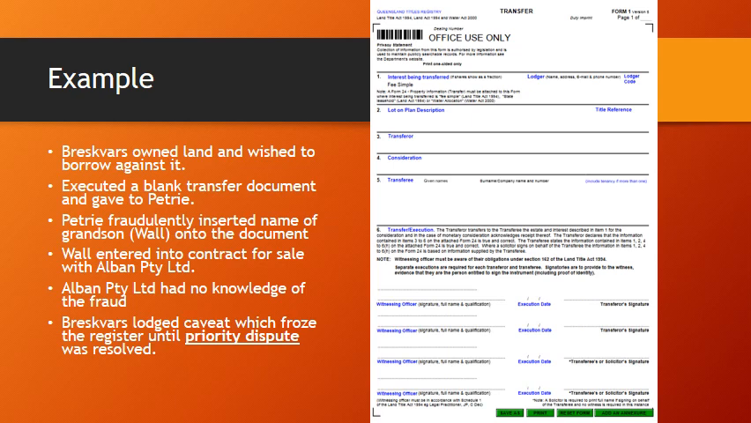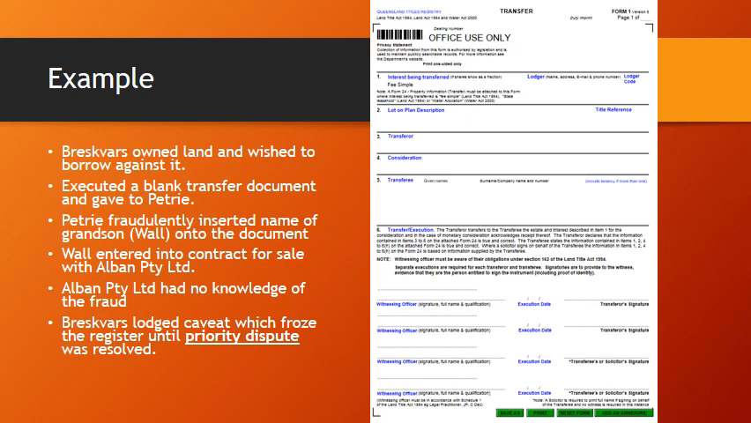And also in this case, Petrie was fraudulent. So what he does is, instead of waiting until they default on the loan, he just inserts the name of his grandson, Wall, who's also implicit in the fraud, into the document. So then you have Wall, the grandson, try and sell the property to this other company called Albin. Albin doesn't know about the fraud, so they're a bona fide purchaser for value without notice.